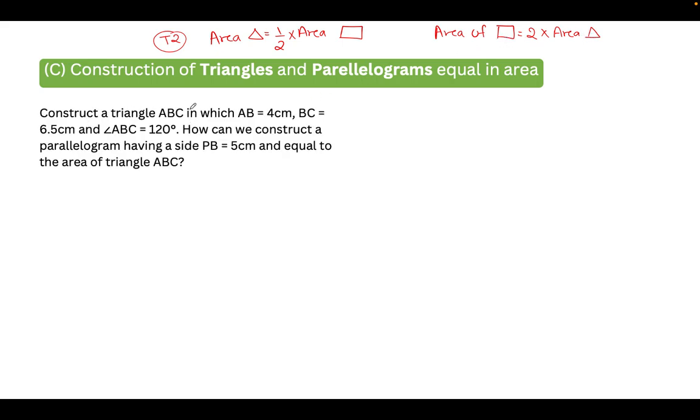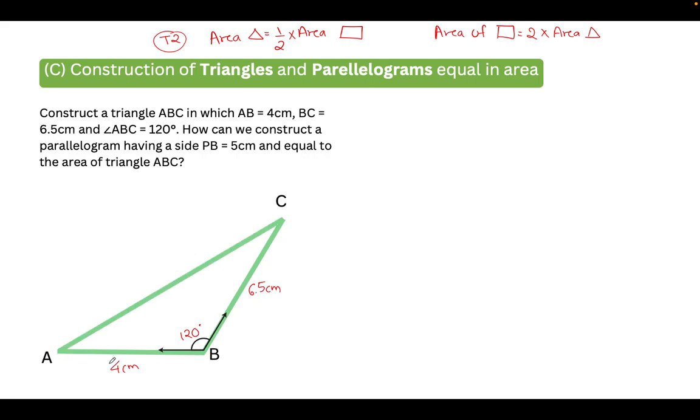So construct a triangle ABC in which AB is 4 cm, BC is 6.5 cm and angle ABC is 120 degrees. So this is AB, this is 120 degrees up to C. So we extend this line so that BC is 6.5 cm. So this is 4 cm AB, this is 6.5 cm BC. We will now join A and C so that ABC becomes a triangle.